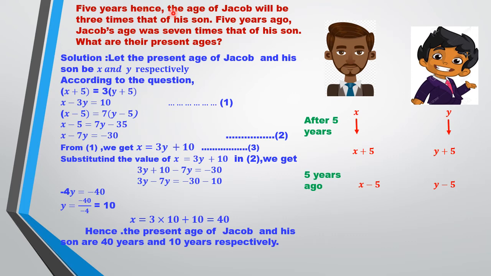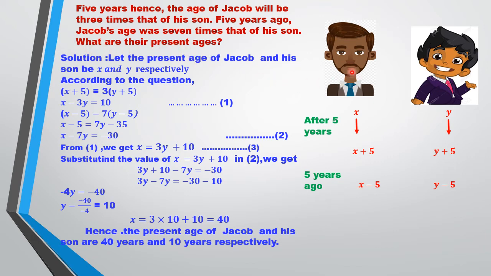5 years hence, the age of Jacob will be 3 times that of his son. Now, this is the first condition. But before applying this condition, we must know the present ages of Jacob and his son. Why? Because it is the requirement of the question. The question is asking the present ages, and always the requirement is found in the last line. So, here the required condition is to write their present ages.